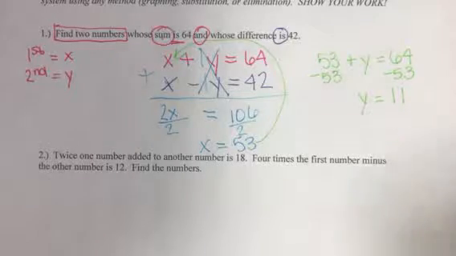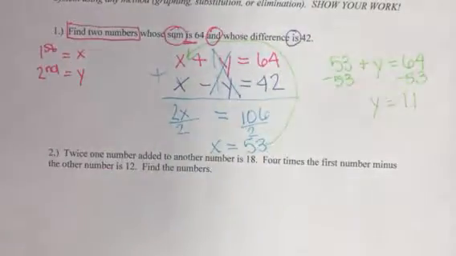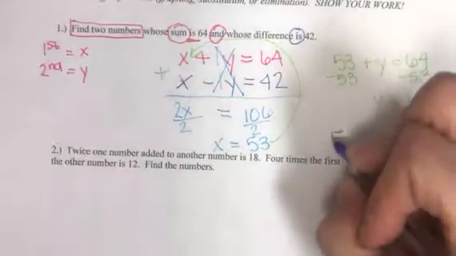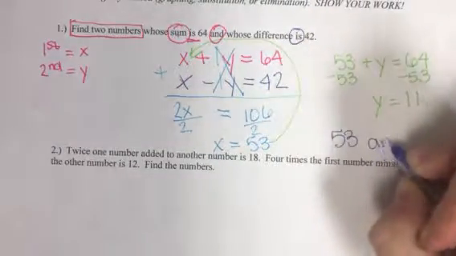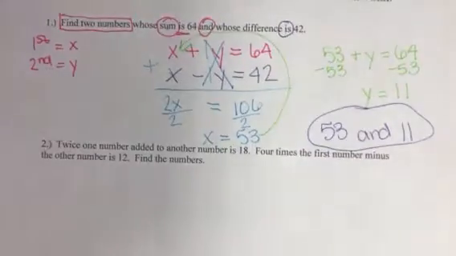Okay, so now I have my two values. In the past, we would say, okay, we've solved a system, x equals 53, y equals 11. But this isn't asking us to solve a system. This is asking us to find two numbers. So what are those two numbers? The two numbers are 53 and 11. Okay, and that's how we'll write our final answer here.